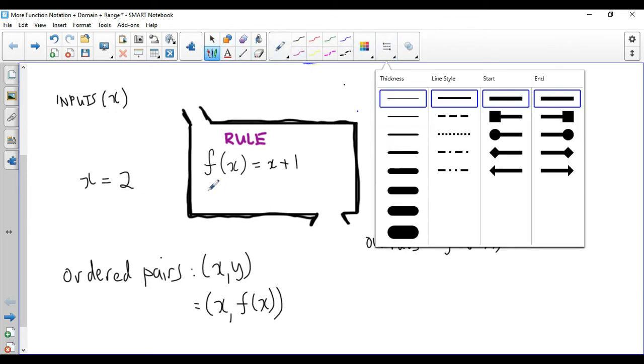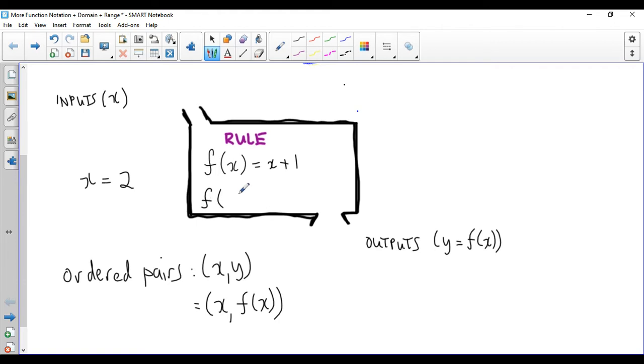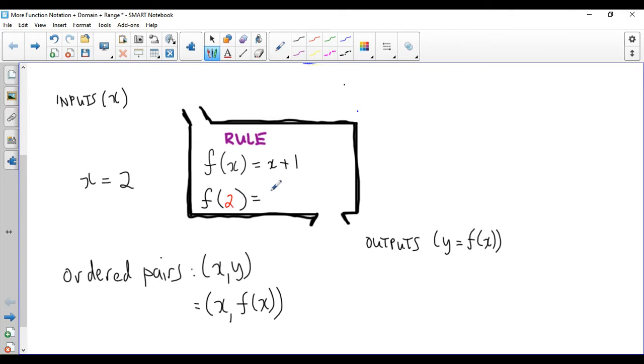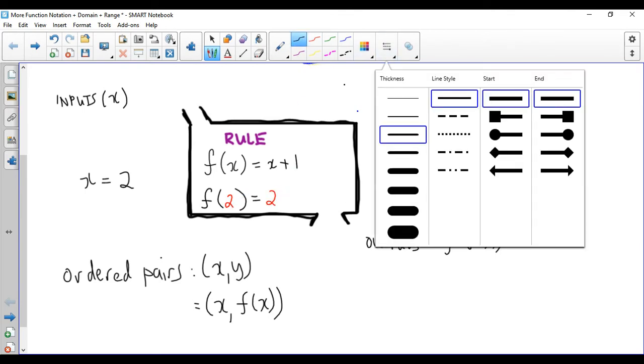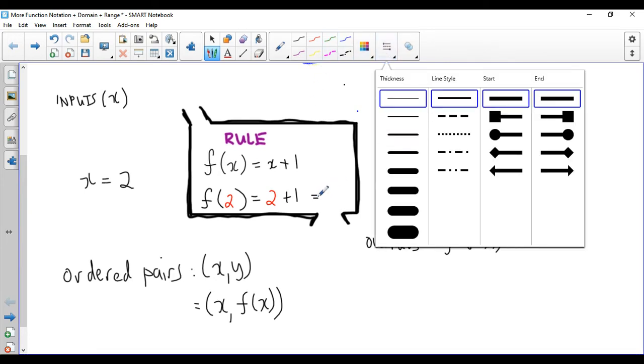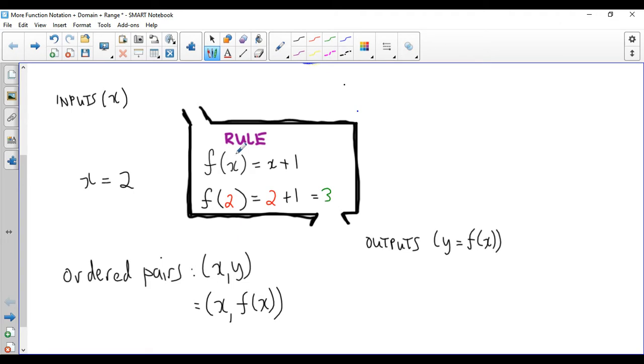And we can show what happens to the input of 2. So this is going to be 2 plus 1, which equals 3. So that is now my output.